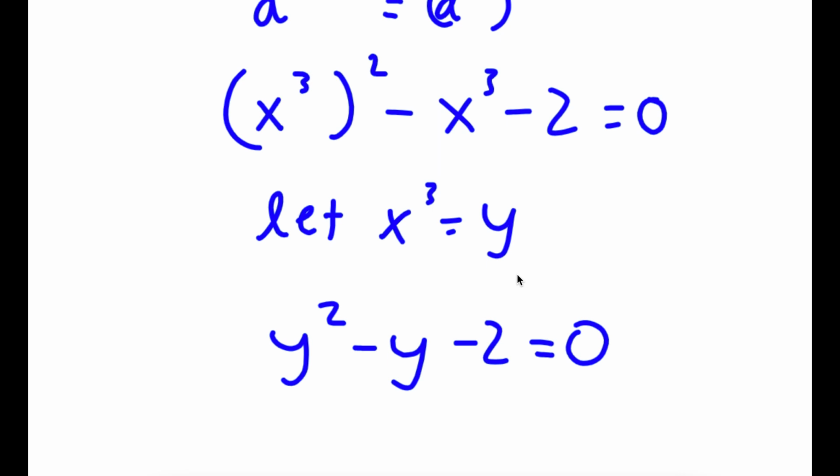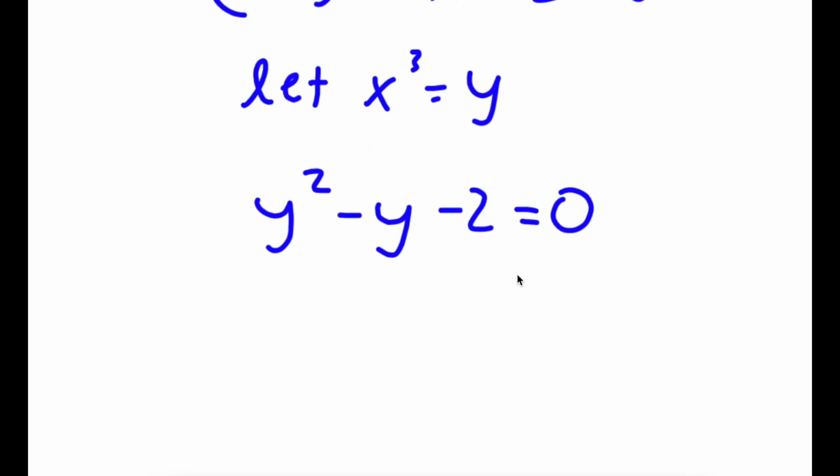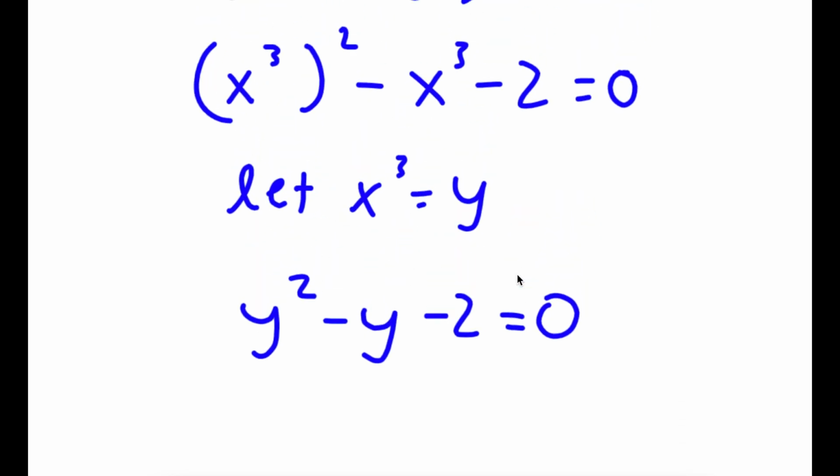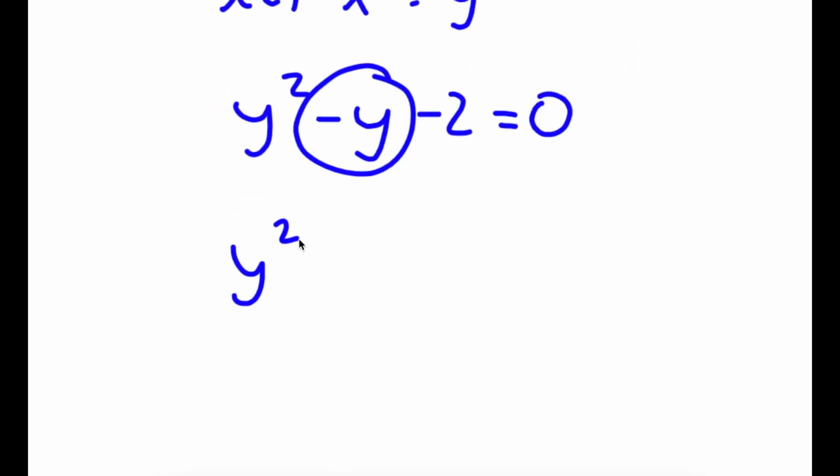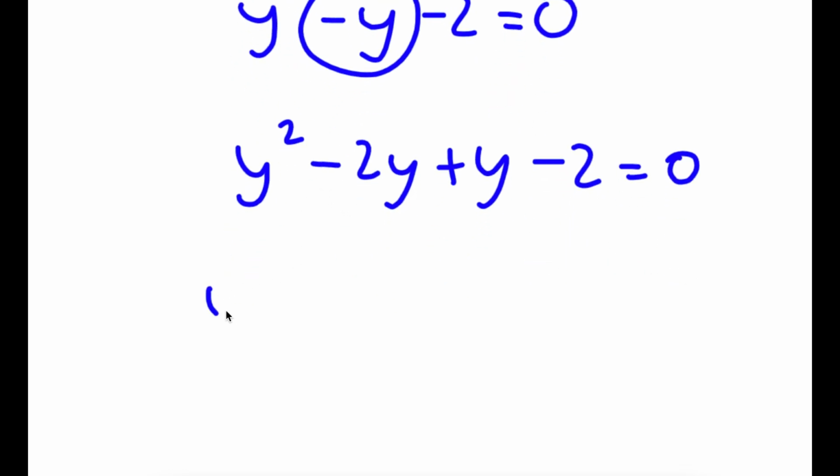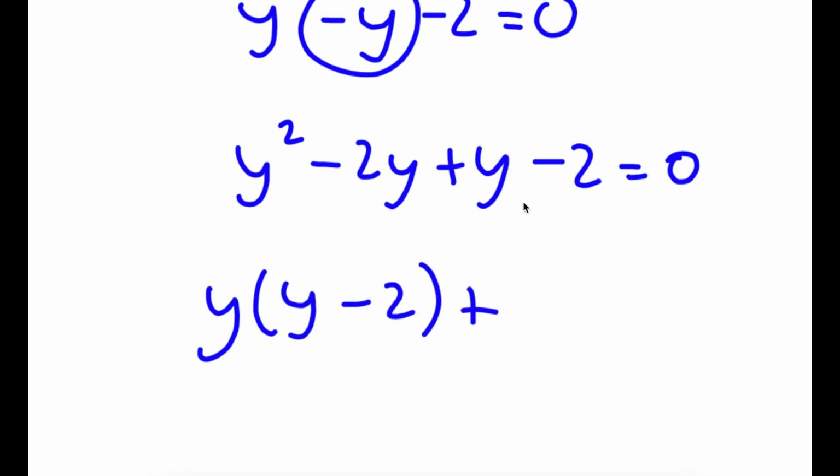So now to solve this, all I have to do is simply rewrite negative y here as negative 2y plus y. Now from here, if I factor out y from y squared minus 2y, I get y times y minus 2. And the greatest common factor of y and negative 2 is just 1. So I have 1 times y minus 2.